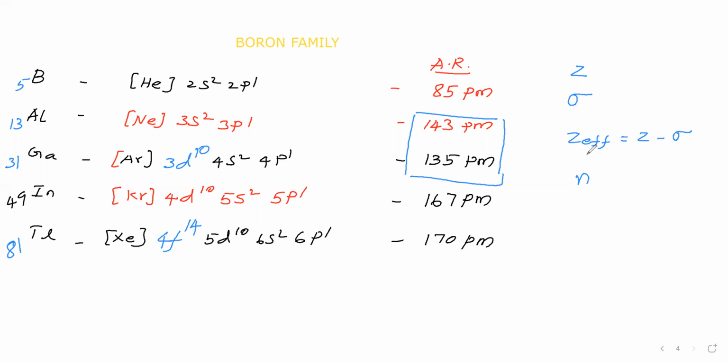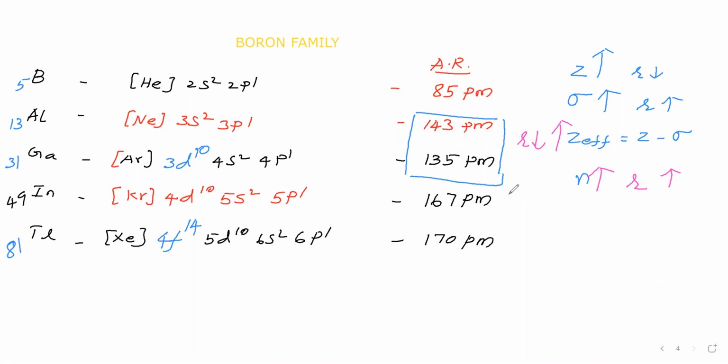So now we will see nuclear charge. Nuclear charge increases means atomic radius decreases. Screening constant increases means atomic radius increases. Effective nuclear charge increases means atomic radius decreases. Number of shells increases means atomic radius increases. Isn't it?